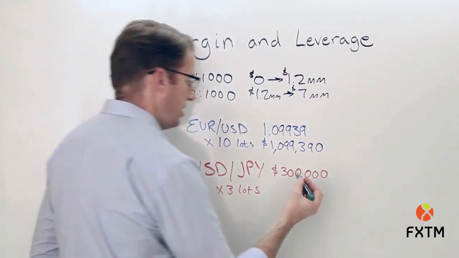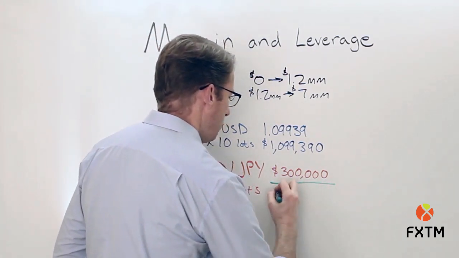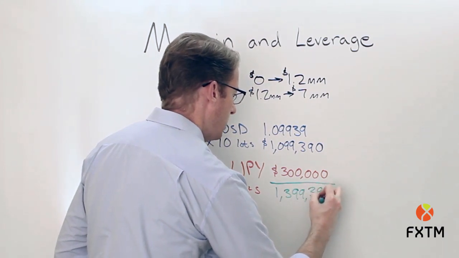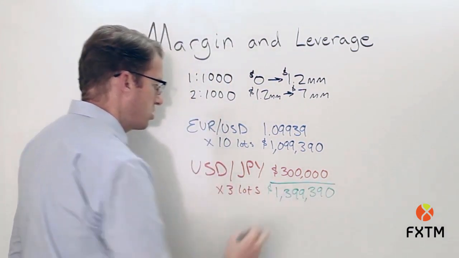So that means we've got a total between the two positions. Let's just put a little line here. We're going to sum these, giving $1,399,390. So that's the total notional value.